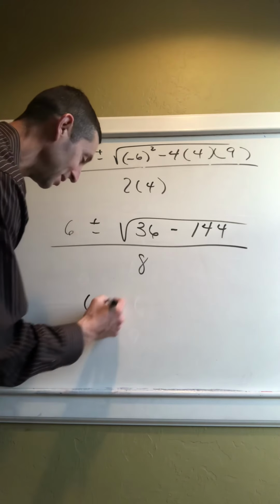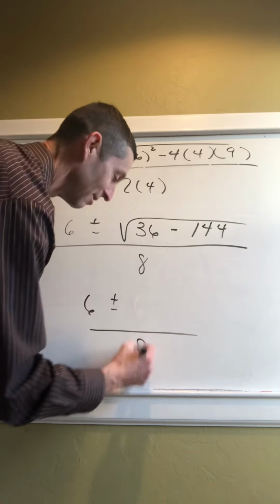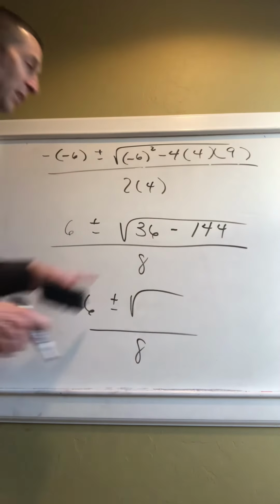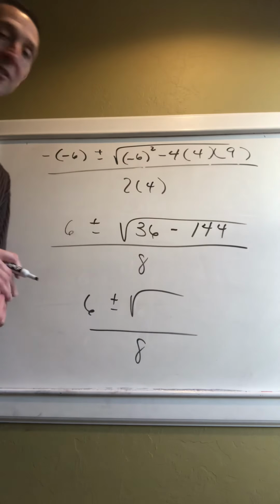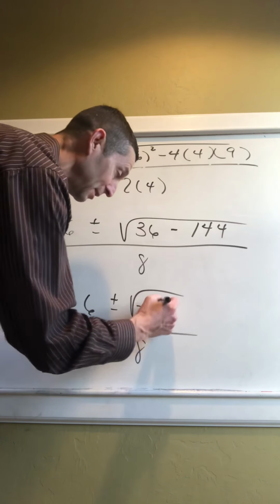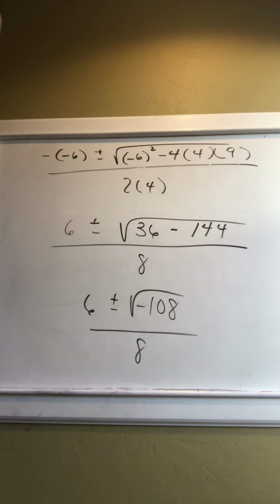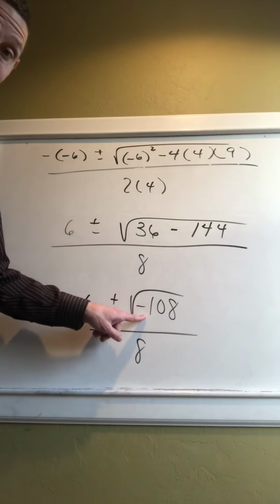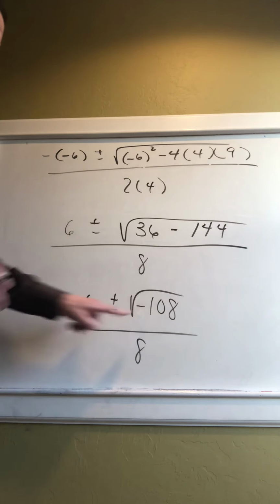So we've got a 6 plus or minus, all over 8 on the bottom. And then we have to do 36 minus 144, which turns out to give us a negative answer, negative 108. This is awful. We've got to go to work on this.